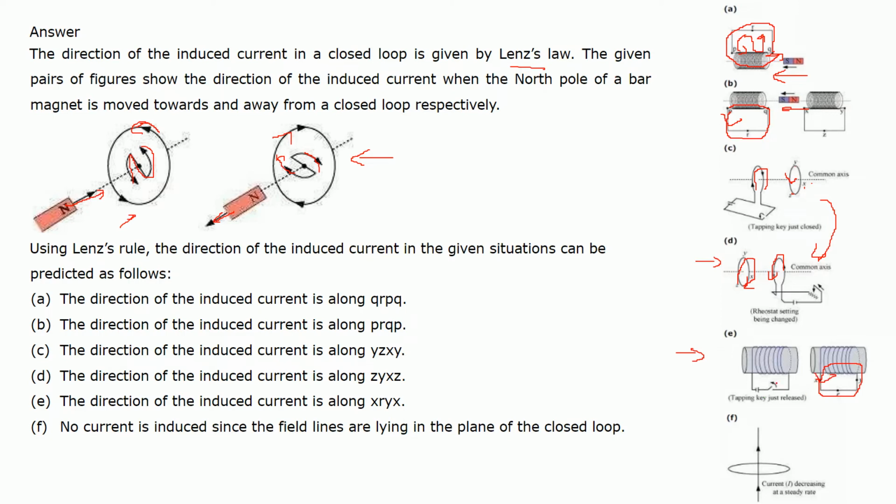This is the tapping key. When we just tap it, there will be a flow of current, and because of this, a magnetic field will be induced, and because of this, current will flow here. And here, in this case, there will be no current induced, since the field lines are lying in the plane of the closed loop. This is a closed loop and these are the field lines. So this will not have any induced current.